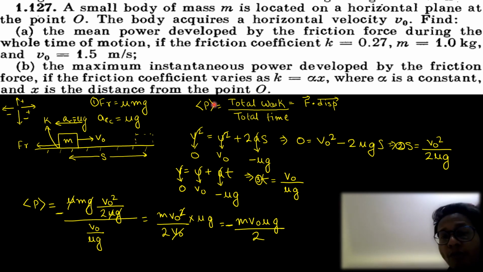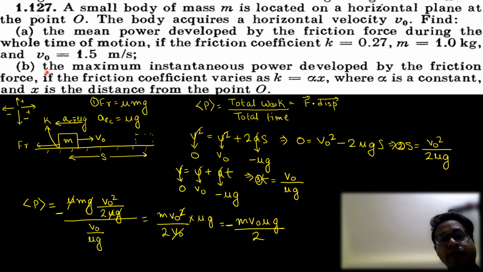One more way of solving this is using change in kinetic energy is equal to total work done by all the forces. See, out here only friction force is doing the work, no? So total work is nothing but final kinetic energy minus initial kinetic energy. Final kinetic energy is 0, initial kinetic energy is half m v naught square. So you don't have to do the force, displacement and all these things. Understood? You can simply apply change in kinetic energy is equal to total work. So that is one more method.